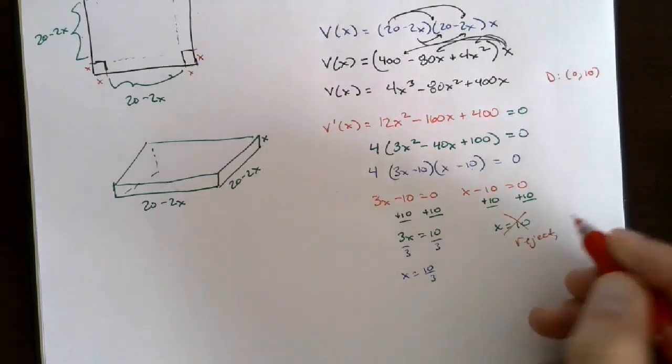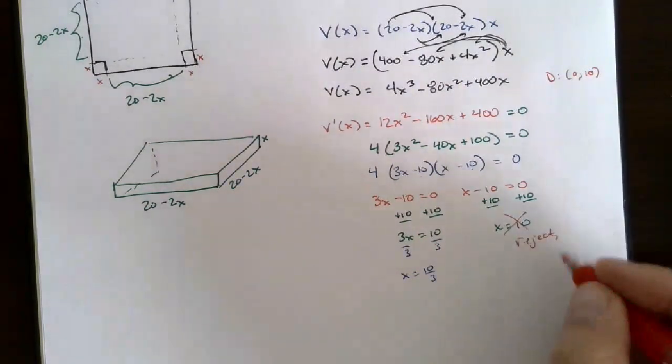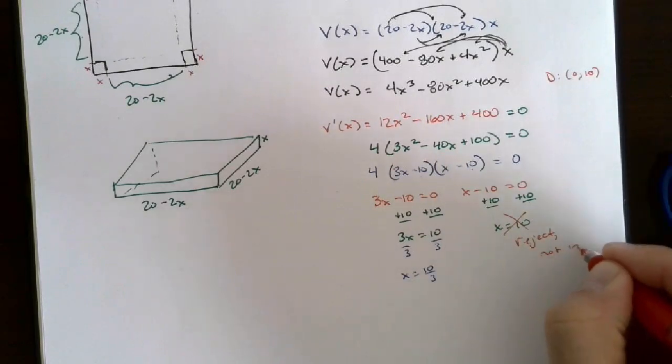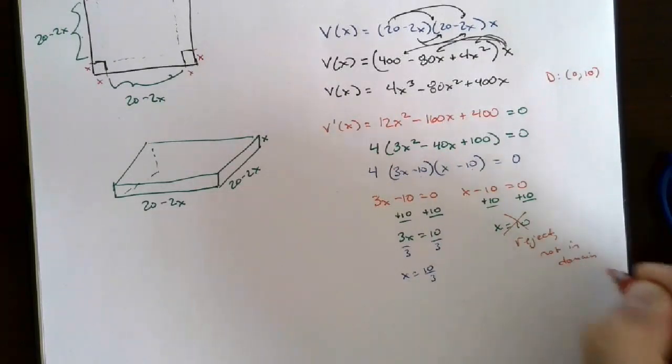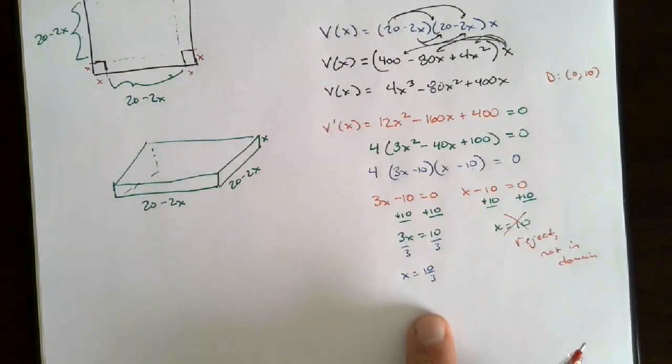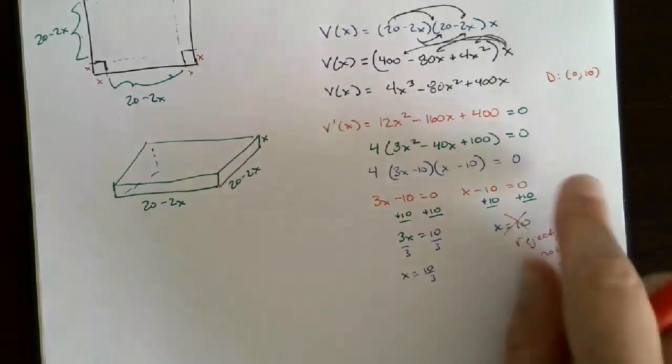The reason we reject it is that it's not in the domain. 10 is not included in the domain. So reject it, it's not in the domain. The 10/3 though, is that in the domain? Yeah, 10/3, it's between 0 and 10.